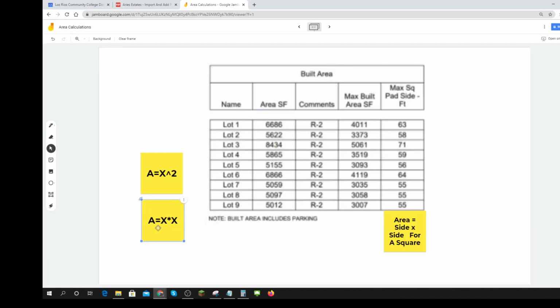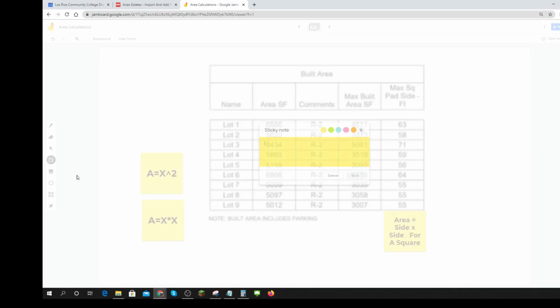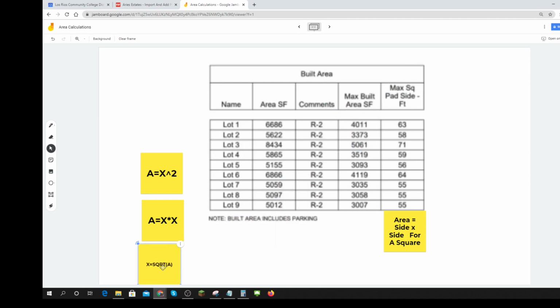So if I want to figure out what x is, the square root. X is what's called the square root of A. Well, that's not so hard to do, so I can do that. So now that I know that x equals, and they just type SQRT of A. That's how you write it in math terms. X equals square root of A.